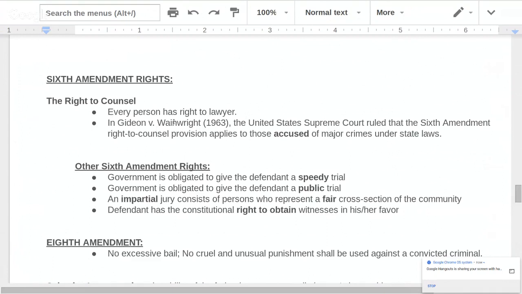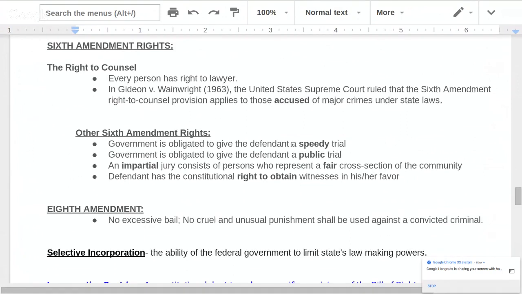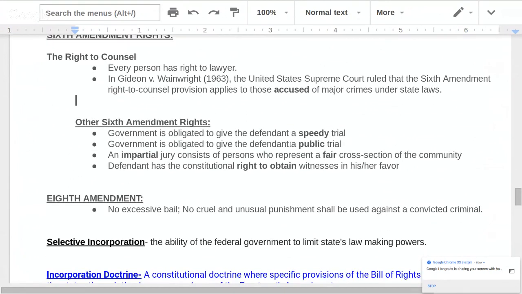In Gideon versus Wainwright, the United States Supreme Court ruled that the Sixth Amendment right to counsel provision applies to those accused of major crimes under state laws. So think of a person who just stole bubblegum, and they're poor and cannot afford an attorney. It only applies to major crimes under state laws, more like fatality and major crimes in general, not stealing a pack of gum. The state is paying for your lawyer, so they want to do it for major crimes. They don't want to waste the money on a gum snatcher.